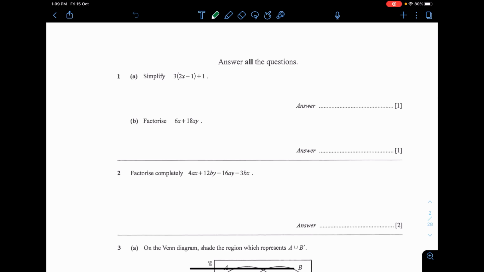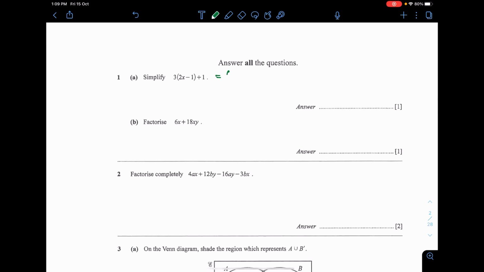Question 1. Simplify this. Okay, this one is quite easy. I just expand this. I get 6x minus 3 plus 1, which is 6x minus 2. Factorize 6x plus 18xy. So I just factorize the 6x, put a bracket, 1 plus 3y.